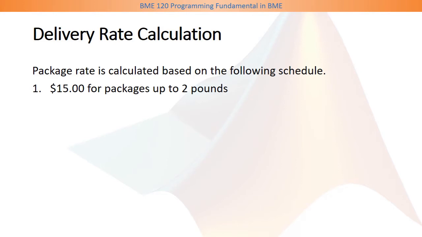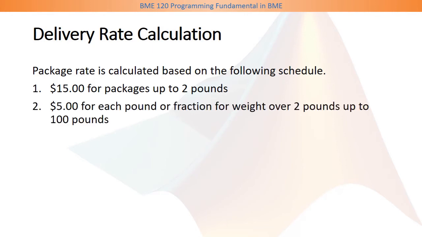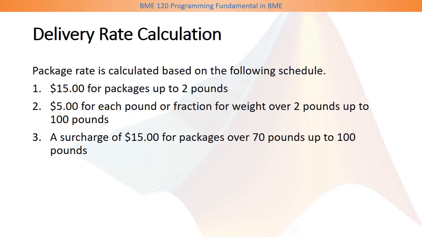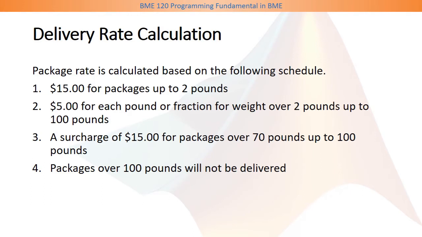If the package weight is up to 2 pounds, it will be charged $15. If the package is over 2 pounds, but up to 100 pounds, it will be charged $5 for each pound or fraction over the weight of 2 pounds. However, a surcharge of $15 will be applied to the package over 70 pounds. Lastly, if the package is over 100 pounds, there will be no delivery.